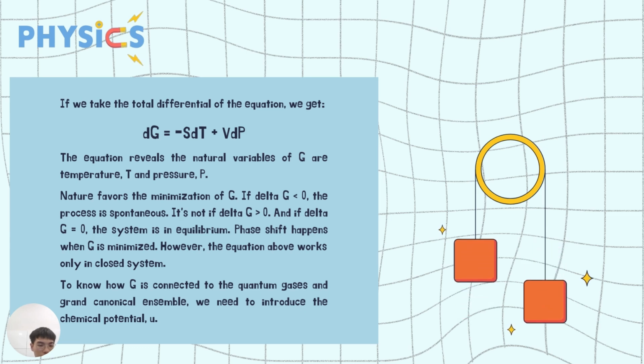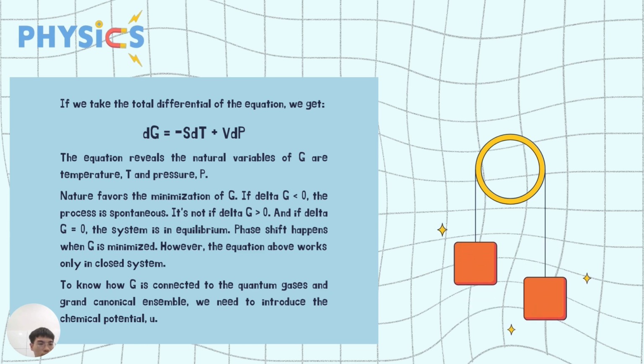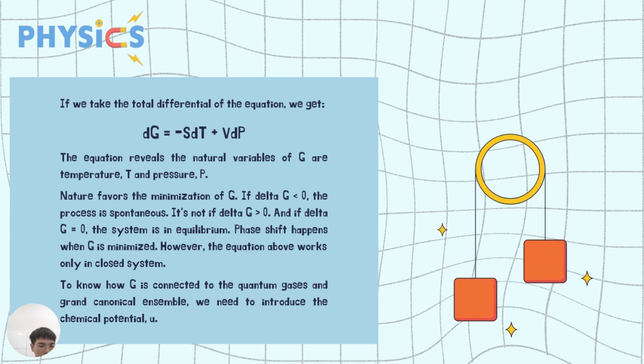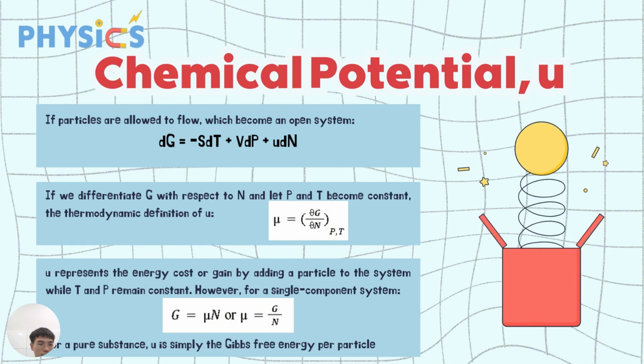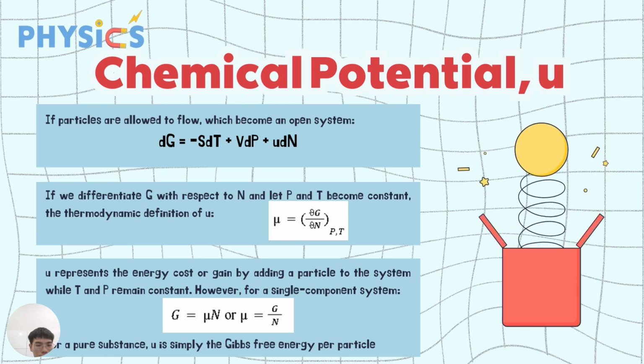However, the equation above, dG equals negative S dT plus V dP, works only in a closed system. To know how G is connected to quantum gases and the grand canonical ensemble, we need to introduce the chemical potential mu. If particles are allowed to flow, which becomes an open system, the equation earlier becomes dG equals negative S dT plus V dP plus mu dN. If we differentiate G with respect to N and let P and T be constant, the thermodynamic definition of mu is shown here.